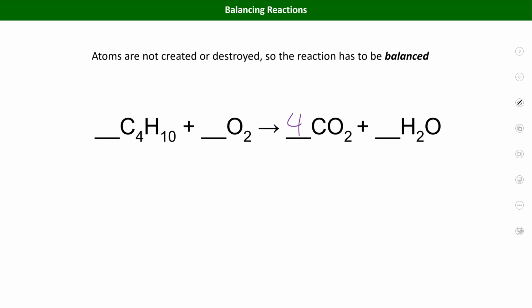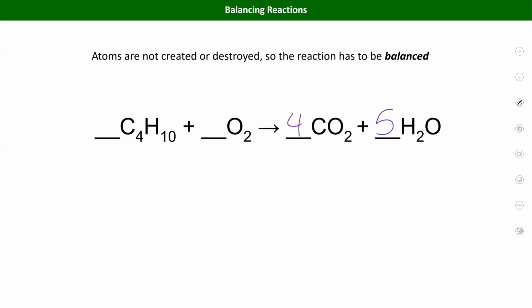If I make 4 CO2s, I've got 4 carbons on the right-hand side. What about the hydrogens? I've got 10 hydrogens on the left. And all of the hydrogens that I have go into making water. And every water takes 2 hydrogens. How many waters can I make from 1 butane molecule? Exactly. We've got a total of 10 hydrogens on the left-hand side, and I'm going to turn all of those into water, so I can make 5 water molecules.